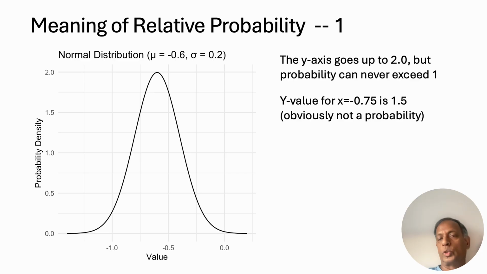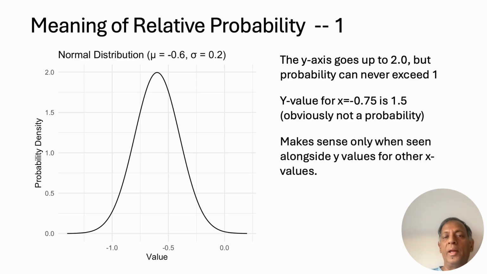Okay, so obviously that also is not a probability. So one thing is very clear, that for the probability density function of a continuous distribution, the y-axis values are not probabilities. Now those y-axis values are what we call relative probabilities. The function value is a relative probability, and it makes sense only when seen in connection with other function values. For example, the y value for x equals minus 0.25 is 0.43.